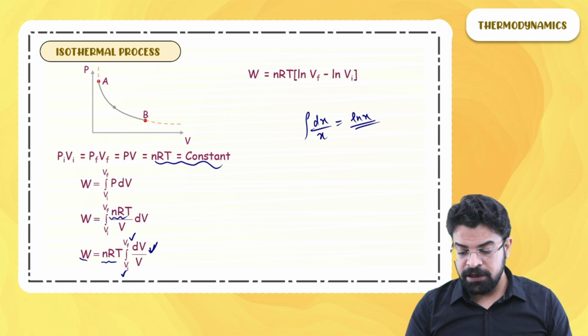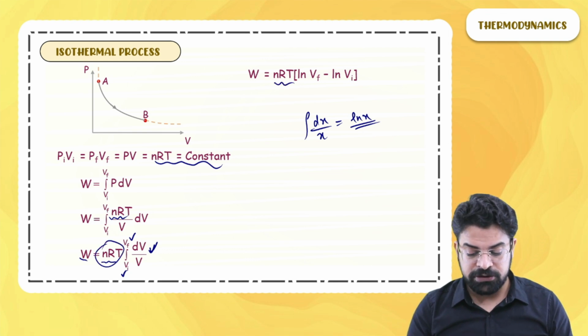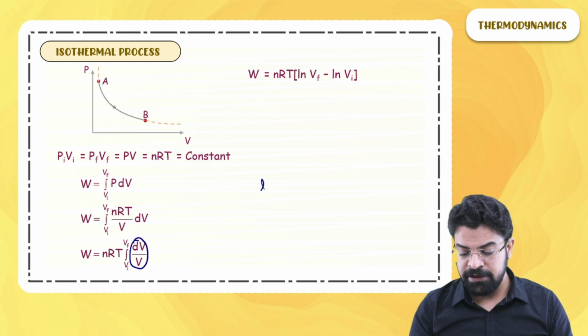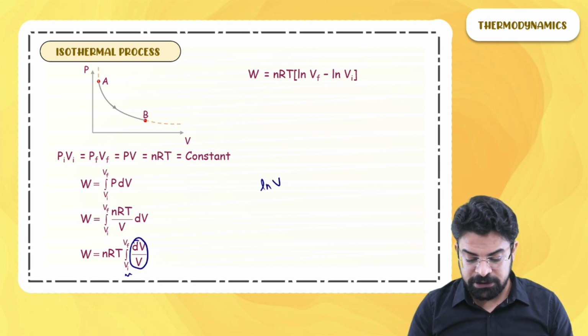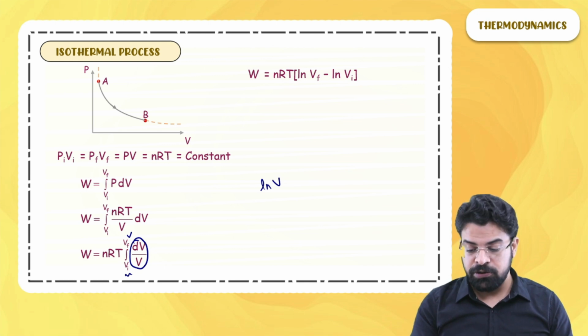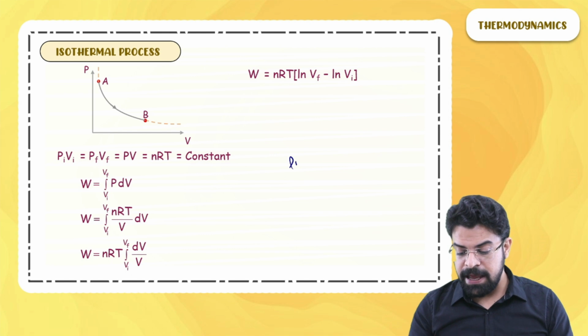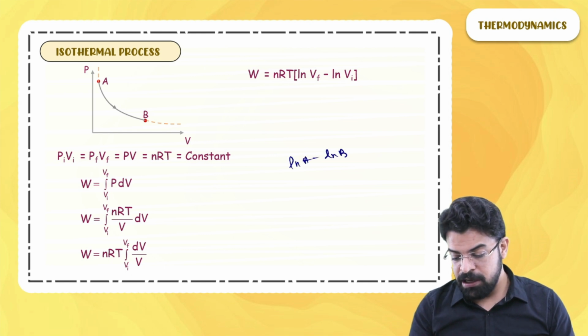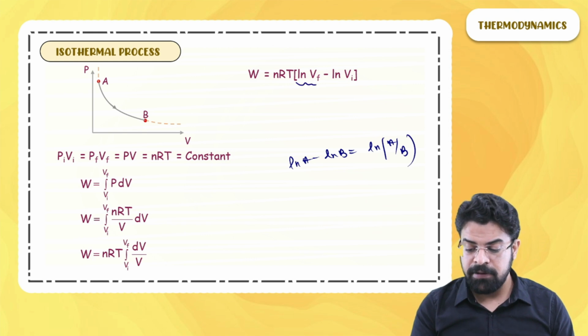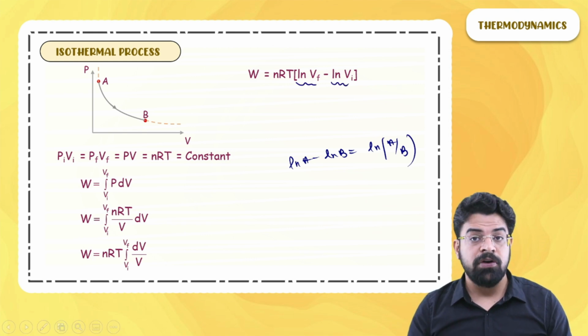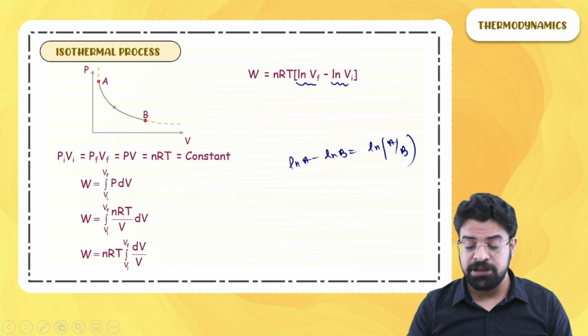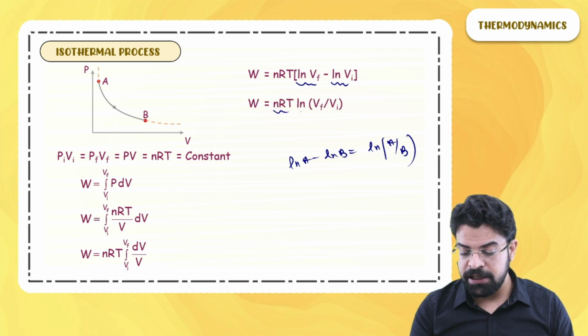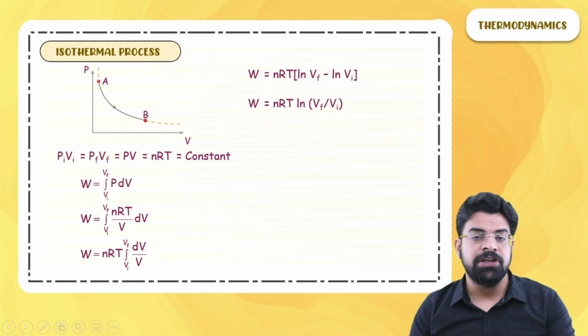So you will write work done as nRT, which is constant, outside. Integration of dV by V gives you ln V. Lower limit is Vi, upper limit is Vf. Always substitute upper limit ln Vf minus lower limit ln Vi. Now ln A minus ln B can be written as ln of A by B. So you can write ln final volume minus ln initial volume as ln of final by initial. So the work done comes out to be nRT ln V final by V initial.